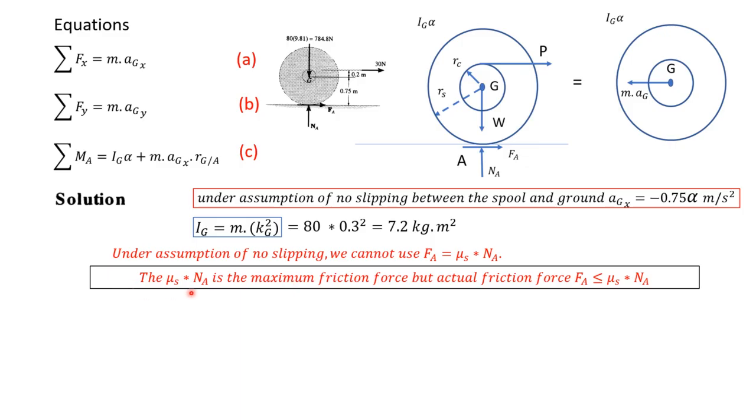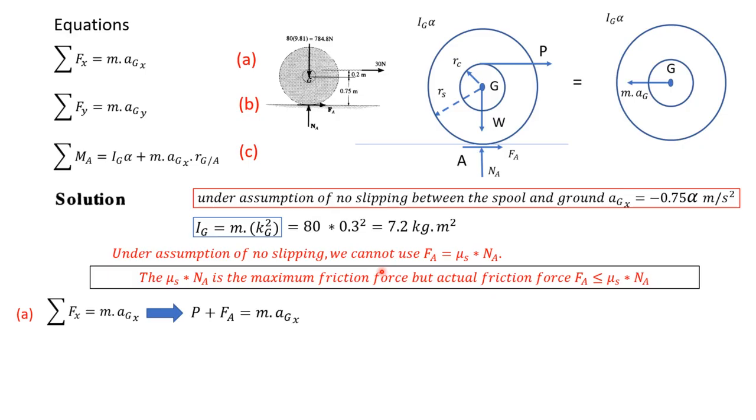The μs multiplied by the NA is the maximum friction force, but the actual friction force in that case is going to be less than this value. Okay, now we're going to go to the forces in the x-axis. If there's no slipping, that means we're going to have friction, but it's not going to be the maximum one.